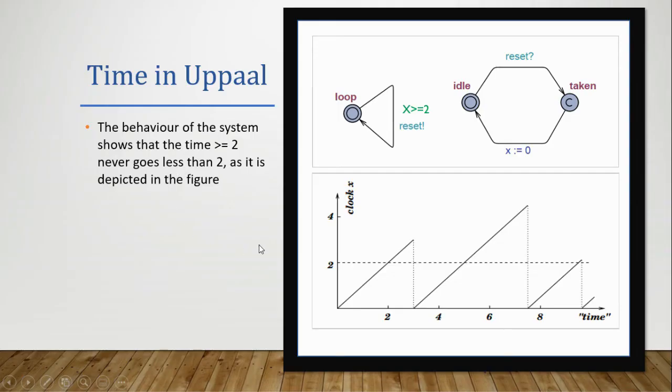Here, this is the graph showing this. We say the time will go up. I mean, the time starts with 0 in the location, and in the observer it is also starting. But when we come here, in the idle, in the loop, the time is 0, for example, and then it goes up, and it will not take this transition until the time is equal to or greater than 2. So this figure shows that.